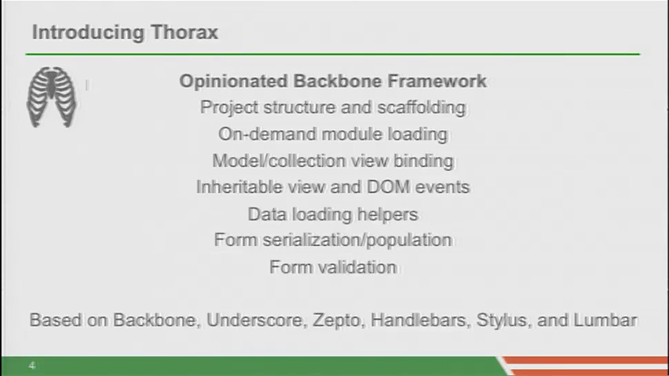Thorax, unlike some other frameworks, is not inspired by Backbone. It is built on top of Backbone. And it provides a certain amount of structure to your project. It says, here's how your project needs to be structured. It provides a certain amount of scaffolding. It can generate your application for you. There's a command line tool, much like Rails or Grails would generate your project. Thorax has one of those. And it has a certain amount of on-demand module loading. I'll be honest with you, I'm a little fuzzy on that particular detail at the moment. I'm trying to figure out exactly what that means.